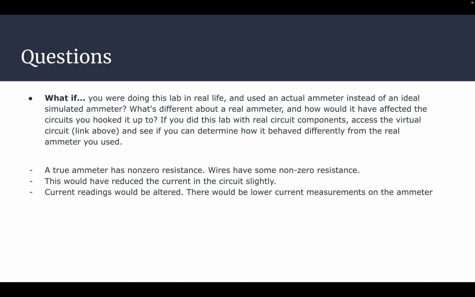A true ammeter has non-zero resistance. Wires have some non-zero resistance. This would have reduced the current in the circuit slightly. Current readings would be altered, so there would be lower current measurements on the ammeter.